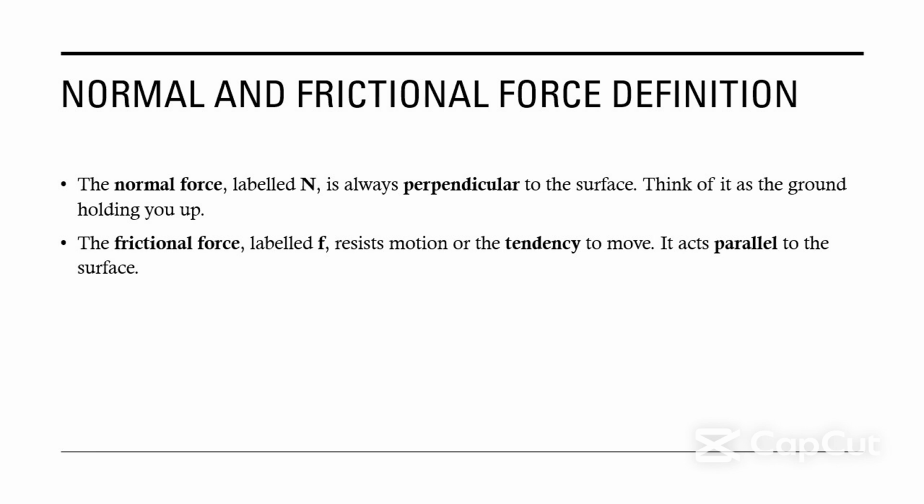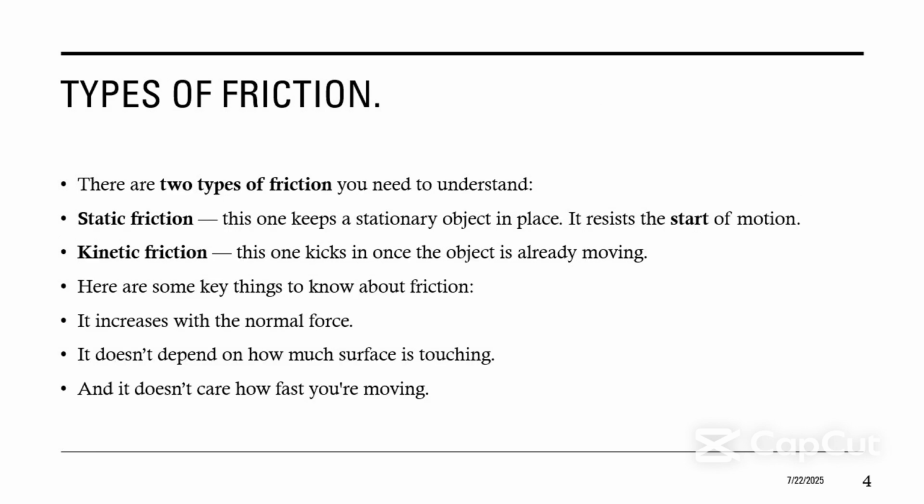The frictional force, labeled F, resists motion or the tendency to move. It acts parallel to the surface. There are two types of friction you need to understand. Static friction. This one keeps a stationary object in place. It resists the start of motion. Kinetic friction. This one kicks in once the object is already moving.